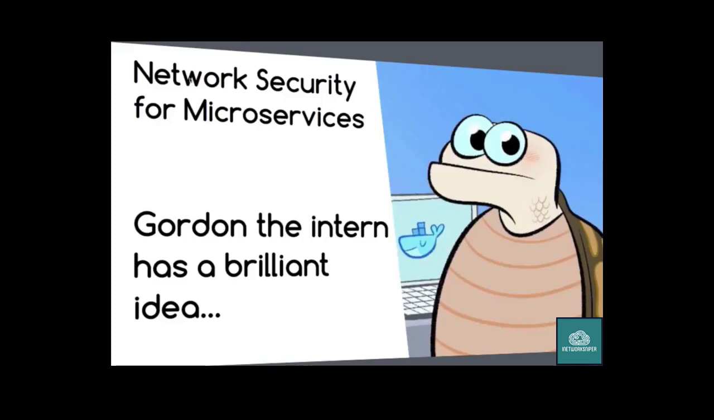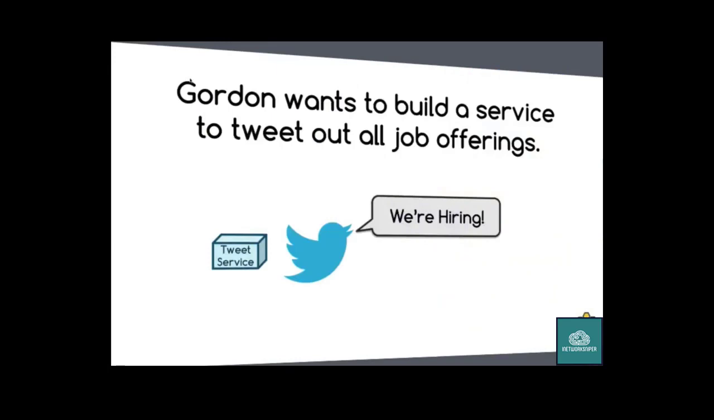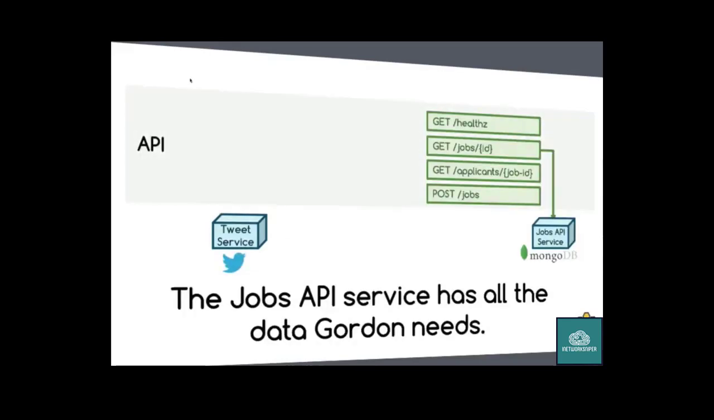I will talk you through a specific use case of why this is a problem. In this example, we'll look at Gordon. For those of you who don't know, Gordon is one of the mascots of Docker. Gordon is an intern and has a brilliant idea, right? He sees that the company is struggling to fulfill all of its hiring needs. He's on Twitter all day, so he figures, why don't I write a microservice that will basically tweet out all of the job openings that my company has? So he goes along and wants to create that microservice. And in order to do that, he needs to have access to the data of all the job openings. So what does he do? He accesses an API which has this information.